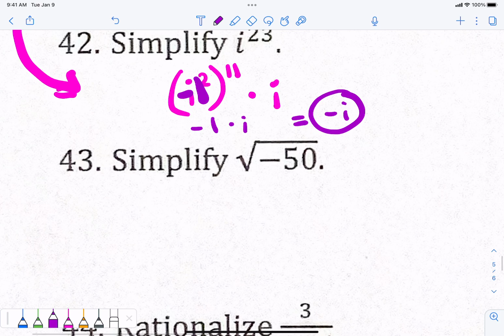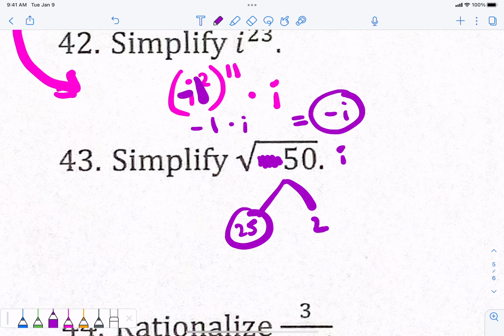Okay, 43. Simplify. Don't plug it into your calculator. This negative is going to become i, but then 50 will break down. It is not a perfect square, but it will break down into 25 and 2. Okay, the square root of 25 and the square root of 2. The square root of 25 is 5. The square root of 2 stays. Where do you put the i at?